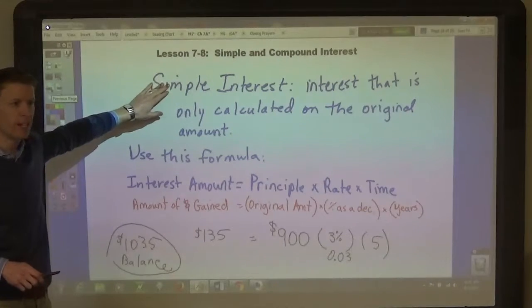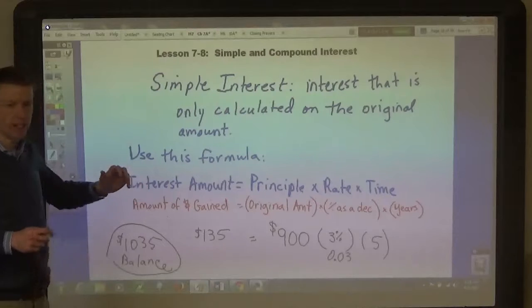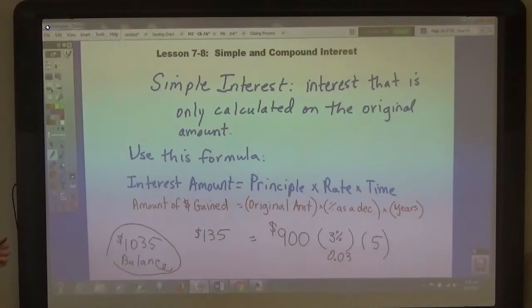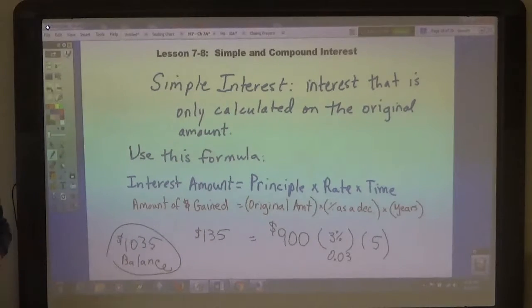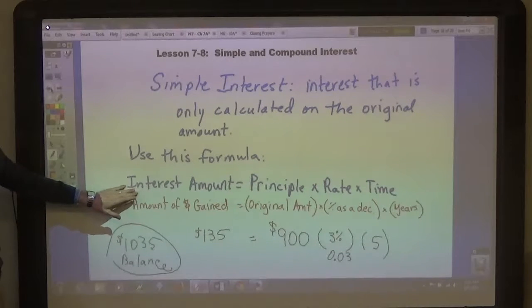Simple interest means that the interest is given to you based only on the original amount that you deposited into a bank account. All right? Let's go back and define some of these terms. Remember what interest means from yesterday? What does interest mean, or where does it come from?